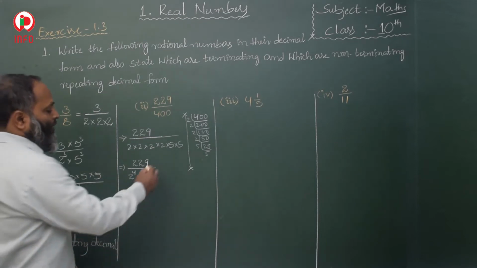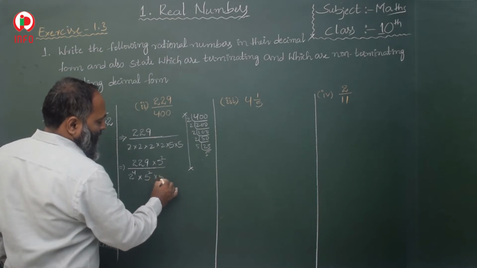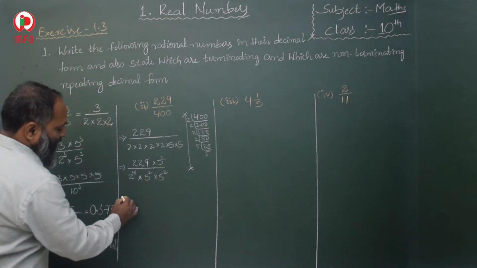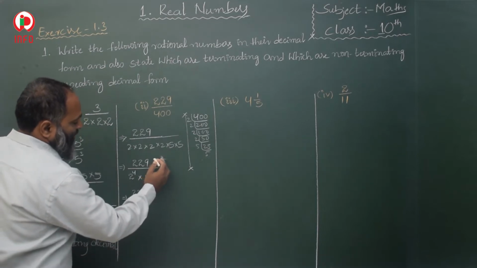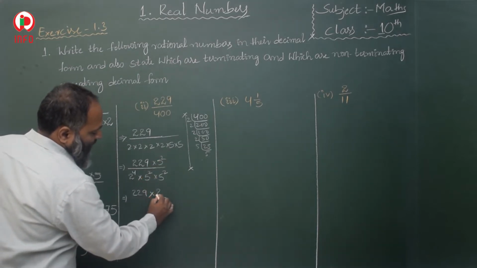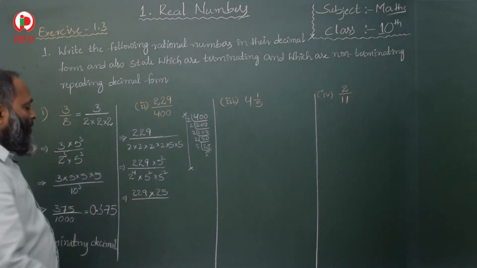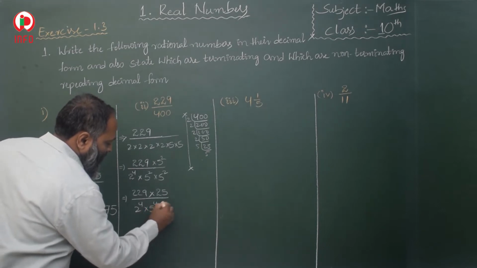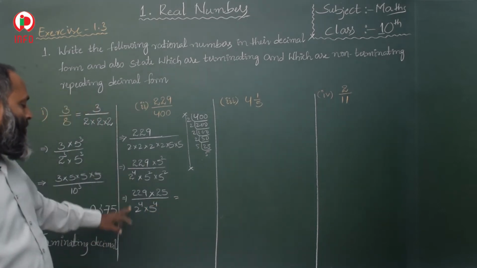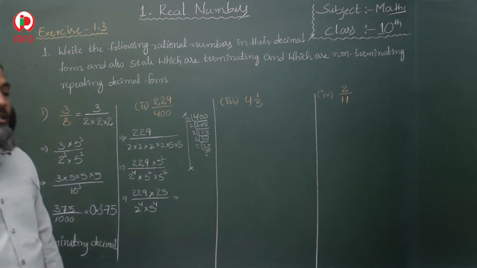So we should take two 5s in the numerator, that is 5 square, and two 5s in the denominator. Then that is 229 into 5 square, 5 square means 5 into 5, 25, by 2 power 4 into 5 power 4. You will get 2 power 4 same, and 5 square and 5 square, that is 5 power 4, bases same, powers added.